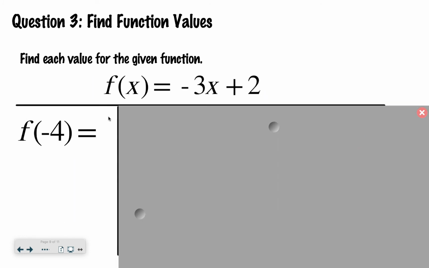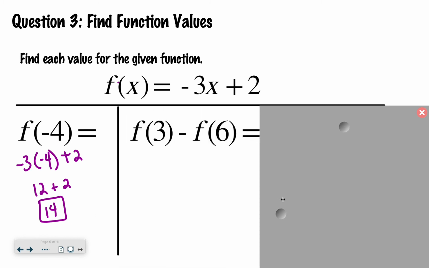Okay, so I want you to go ahead and find the value for the given function. F of x equals negative 3x plus 2, and figure out what happens when x equals negative 4, or f of negative 4. Good luck. Okay, for this problem, hopefully you figured out that negative 3 times negative 4 is positive 12, plus 2 is 14. All right, let's try another one.